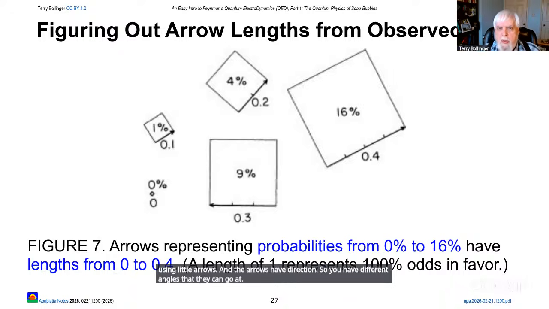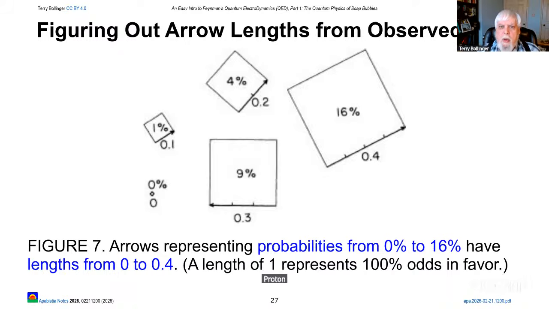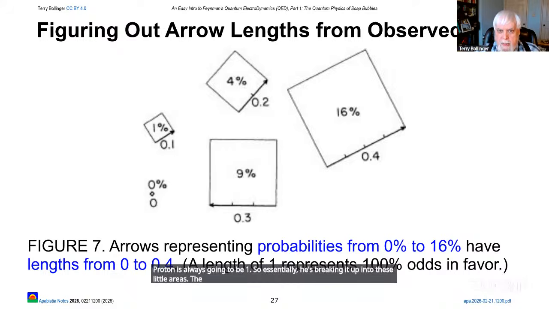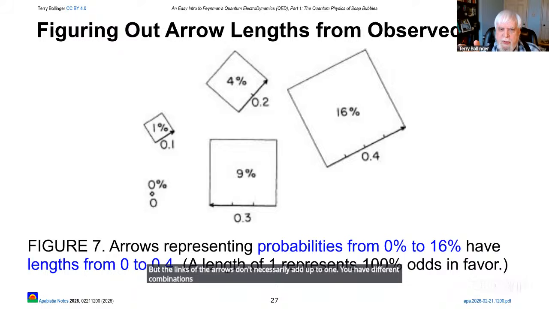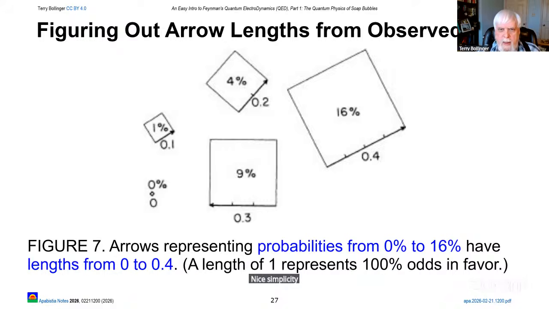So he started coming up with these little squares, and the square gives you a probability. The total sum of all of these probabilities for any given photon is always going to be 1. So essentially, he's breaking it up into these little areas. The areas all add to 1, but the lengths of the arrows don't necessarily add up to 1. You have different combinations, but you always have this relationship. So I have this nice simplicity in how that goes.